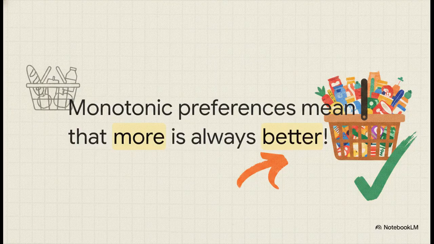Now you might see the term monotonic preferences on your exam paper. Do not let that textbook jargon freak you out. Let's understand this simply. Monotonic preferences just means more is always better. If a rational consumer is given a choice between 2 bundles and one has more of at least one good and no less of the other, they're going to pick the bigger bundle.